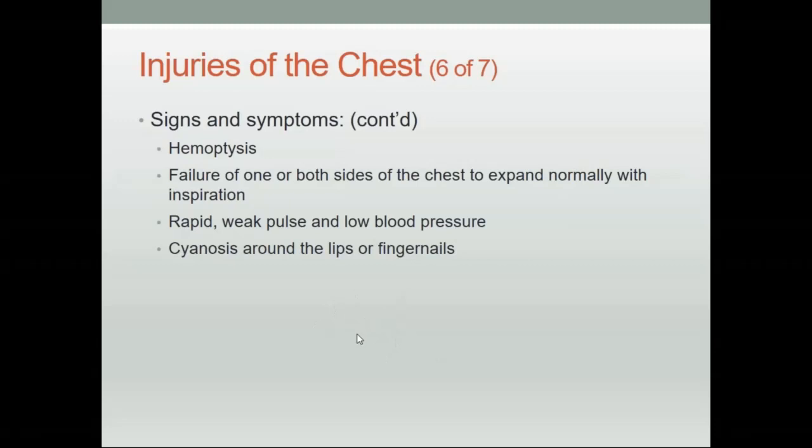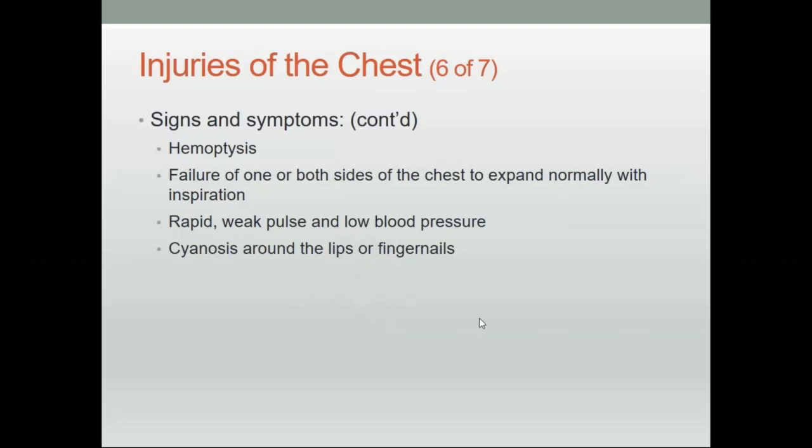We look for things like one side of the chest that has good rise and fall during inspiration and expiration. And then we might see the other side of the chest that doesn't go up and down the same as the side that's working right. We call that asymmetric chest rise. It's not rising the same or equally on both sides. That is an extremely important finding in your assessment. That's going to cause you to investigate further to see if that patient has a pneumothorax or a hemothorax.